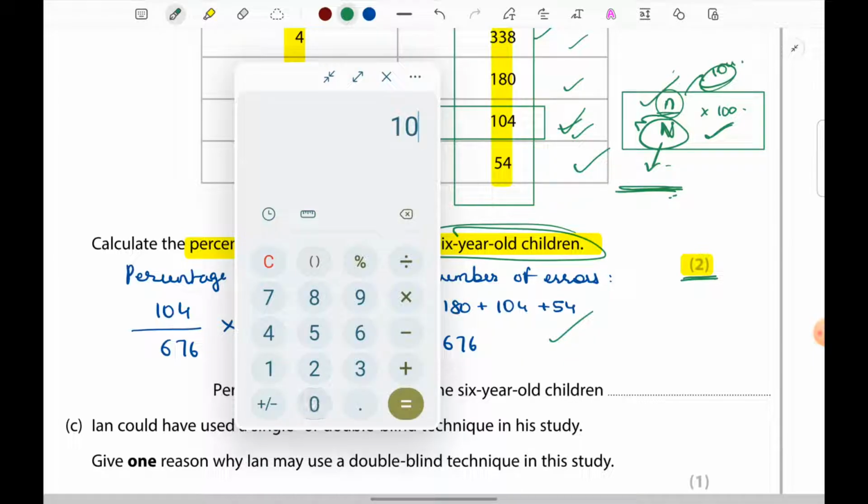First do 104 divided by 676. You get a number. Press the equal to sign before doing anything further. Press equal to, then multiply it by 100. So you see it comes to 15.384 something something. Now we should round it off.